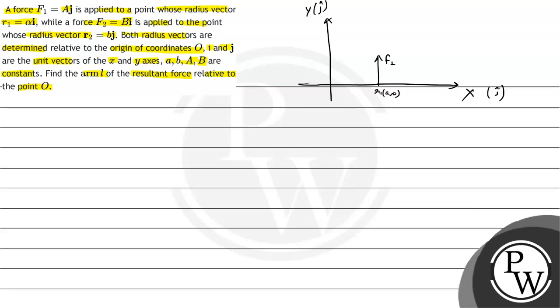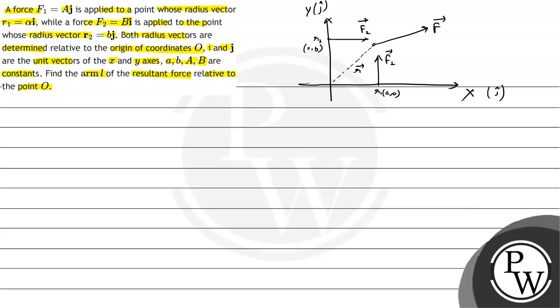Now there is a point R2 with b j cap. Let it be here, R2 with coordinates (0, b) because it is given as b j cap, and the force is going in the i direction. This is given to us as F2. We have to find the resultant force. Let it be in this direction. This is the resultant force, and its position be R vector here.